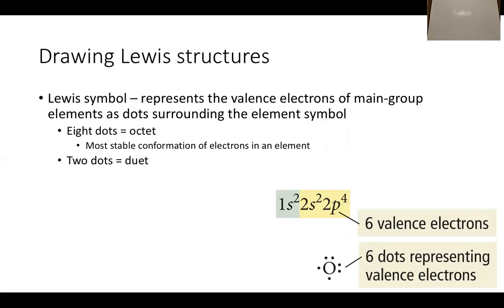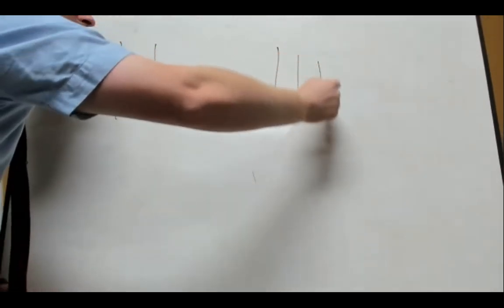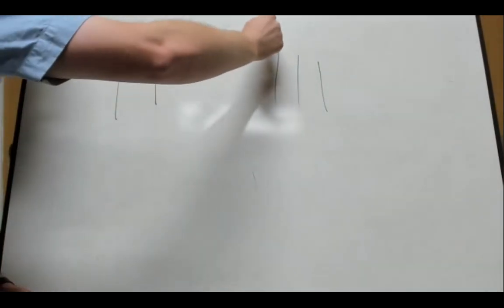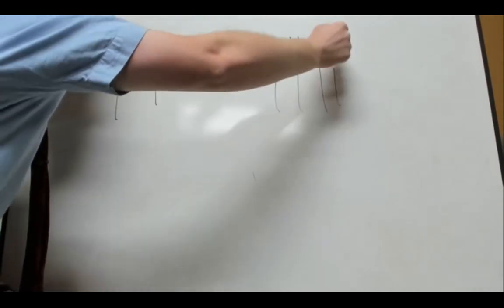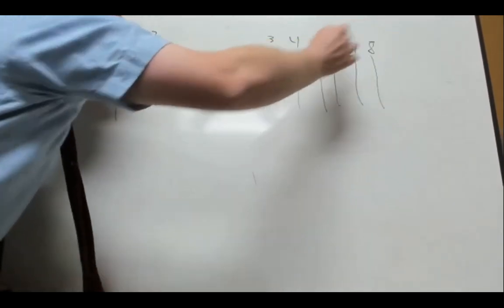Let's go to the board and look at the quick way for us to easily draw Lewis dot structures. This harkens back to your periodic table. We're talking about main group elements. Remember, those are the things that are not in the middle, the transition metals. Everything else is main group. And we know we have columns here, so you have 1, 2, 3, 4, 5, 6, 7, 8.